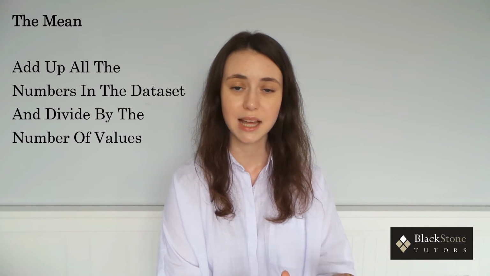Let's consider the mean first. So if you had a set of four numbers, for example, let's take 5, 6, 7, and 8. You would add all of those numbers up, and in this case that gives you 26. And then you divide that number by the number of values in that dataset. So in this case, we had four numbers. So 26 divided by 4 is going to give you 6.5. So the mean of that set of numbers is 6.5.